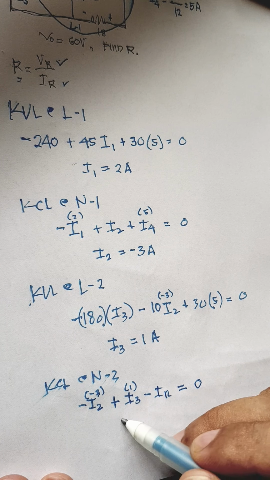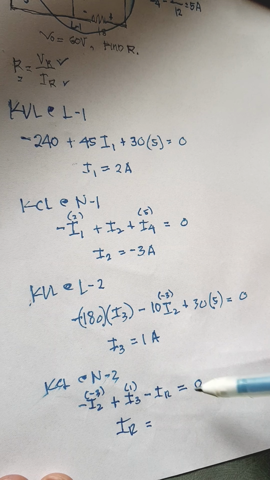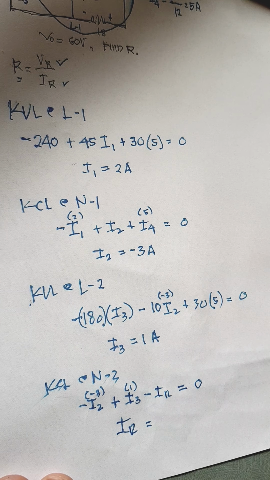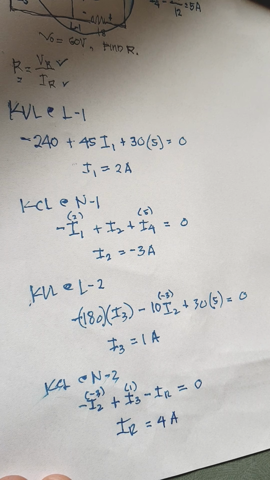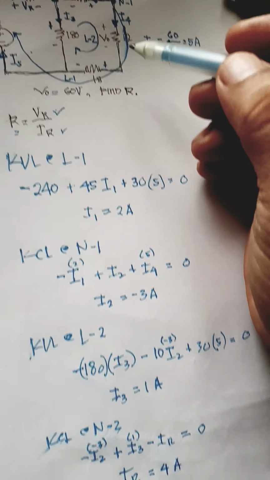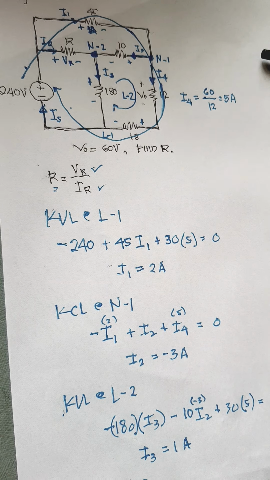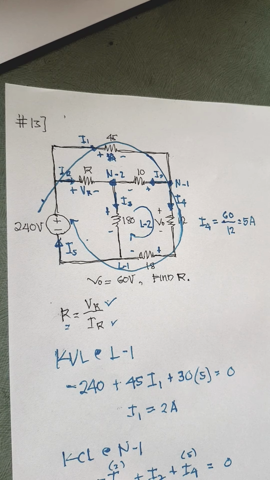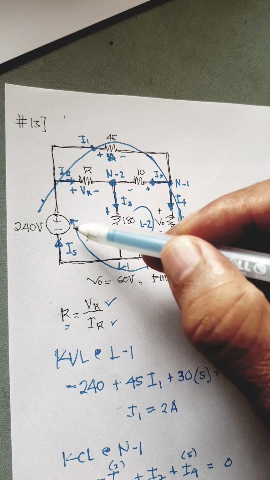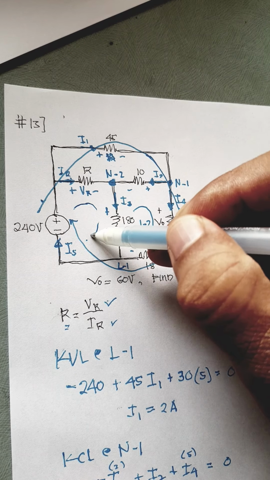So here we can already get the value of IR. IR is 1 plus 3 equals 4. So IR is 4 amperes. We only need to get the value of VR to get R. So IR is already solved. Let us get the value of VR. How do we get that? Can we perform KVL here to get the VR? Yes. So this is now the last step.